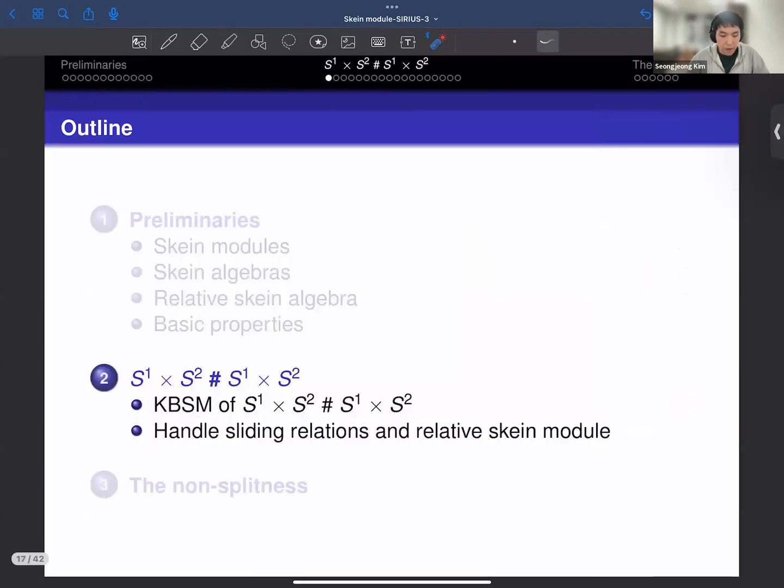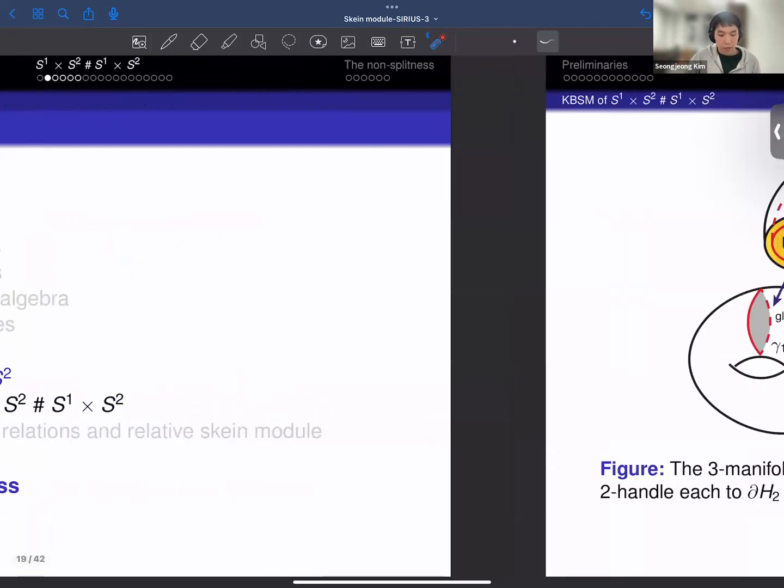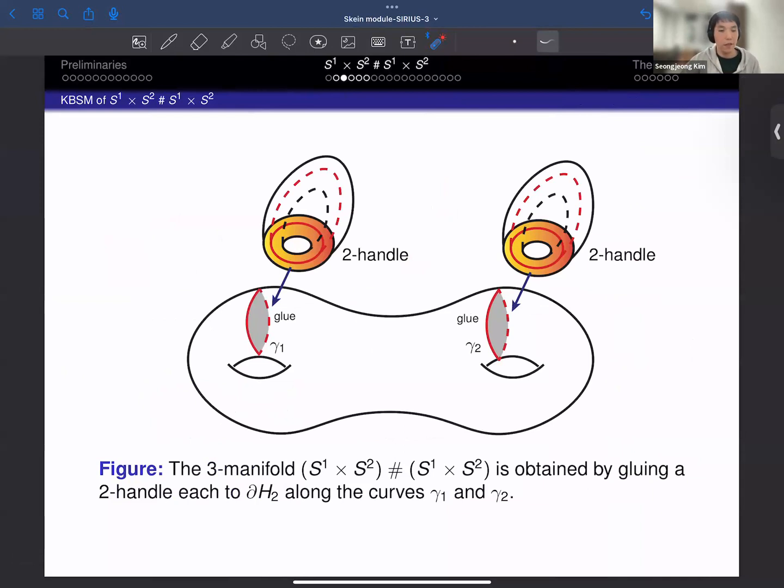And now let's start to calculate the skein module of our main object, S1 times S2 connected sum S1 times S2. Following the strategy, let's first understand how it can be obtained from a handle decomposition. We know that S1 times S2 connected sum S1 times S2 can be obtained by attaching two handles along two closed curves gamma 1 and gamma 2 to the genus 2 handle body. Firstly, let's understand the generators obtained from the skein module of the genus 2 handle body.